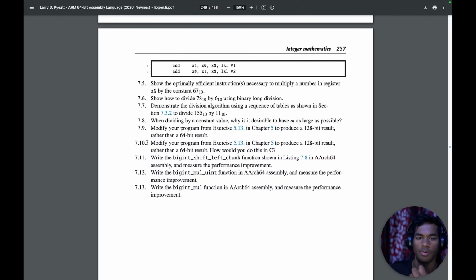Yep. So yeah, we can move on to question number 10. Modify our program from, yep, we did not do that, but how would you do this in C? Well, we can use a long 128-bit number, right? That C handles it for this, right? The begin shift left chunk function shown in listing 7.6 in AArch64 assembly and measure the performance improvement. How can I measure the performance improvement?